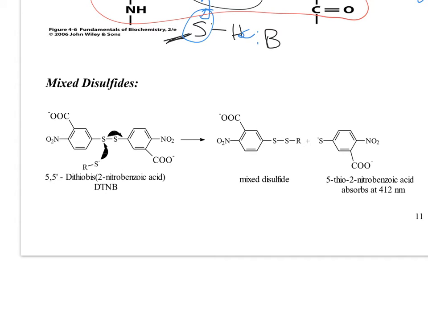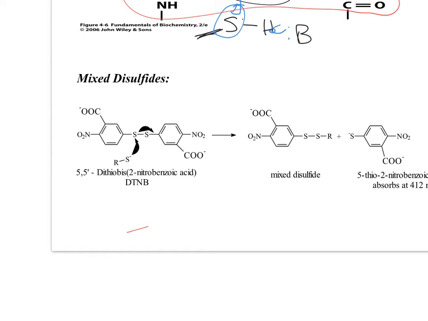One compound that's often used to make mixed disulfides, and actually it can be used to quantitate how many free sulfhydryl cysteines, reduced cysteines, are present in your sample, in your protein, is something called 5,5'-dithiobis 2-nitrobenzoic acid, DTNB. Sometimes it's got another name that you'll see periodically, Ellman's reagent.